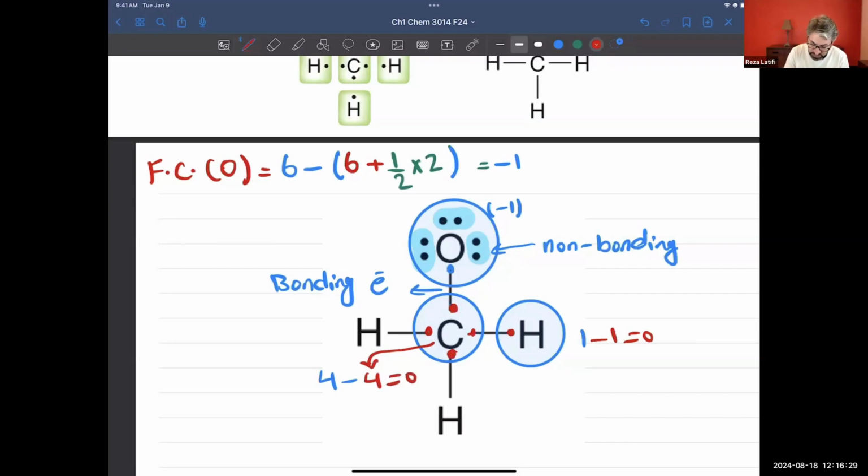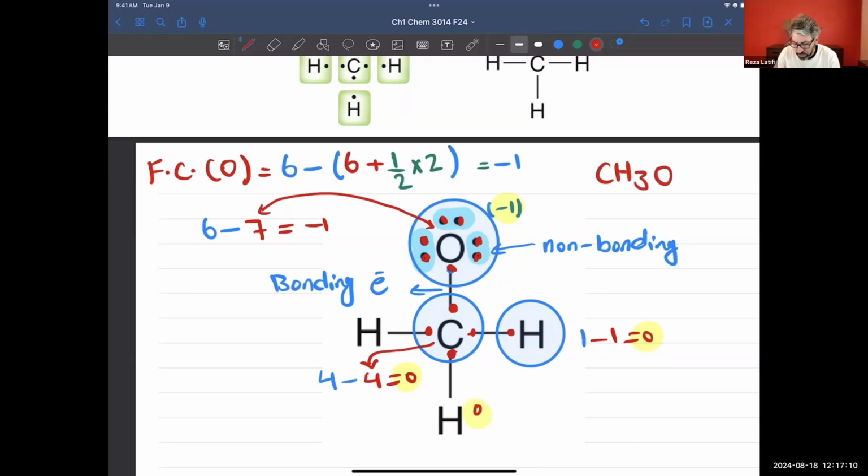Let's repeat this one for oxygen. Oxygen is a group 6 minus how many electrons inside the circle do you see? I see 7 of them. So it will be minus 1. Again, where did I get the 7? I got it from the electrons that I see inside the circle, starting from here: 1, 2, 3, 4, 5, 6, 7 of them. I see 7 electrons there. And if you add all the formal charges, minus 1, 0, 0, 0, you get minus 1, which is the charge of CH3O minus 1. Okay, cool.